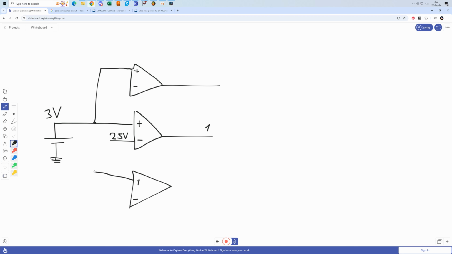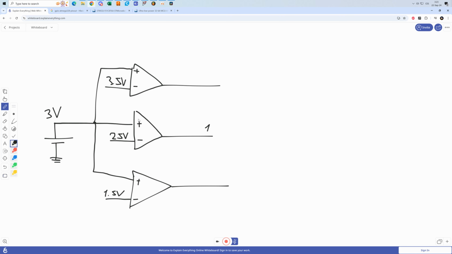And we connect it in such a way, and we bring different voltage references to these non-inverting pins. So we have 2.5 volts here. Let's bring 3.5 volts here. Let's bring 1.5 volts here.